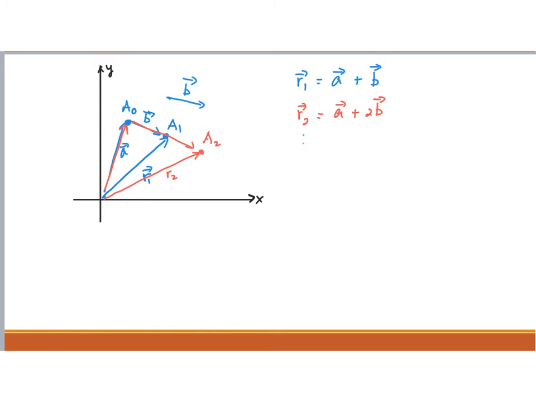And if the pattern continues, the linear path of the object is formed, and the equation of that line is represented by r is equal to a plus tb, where t represents the time in minutes. And as we said before, this equation is called the vector equation of a line.